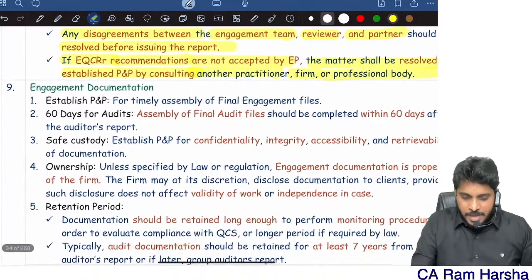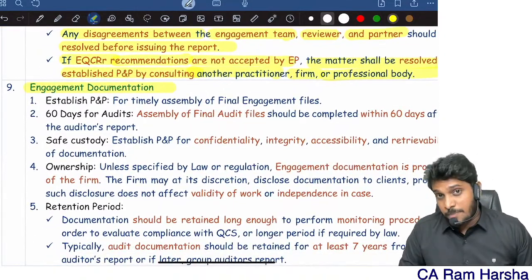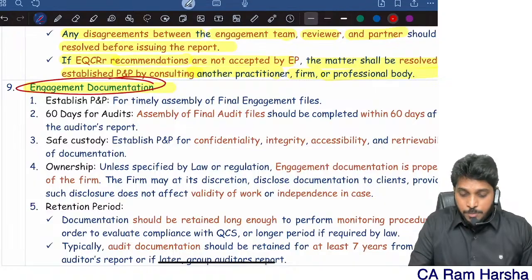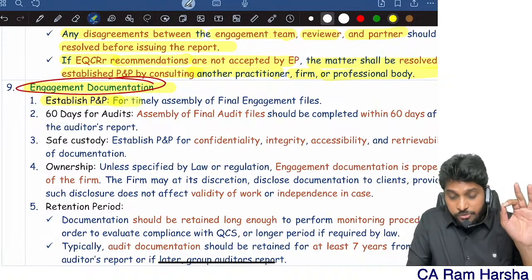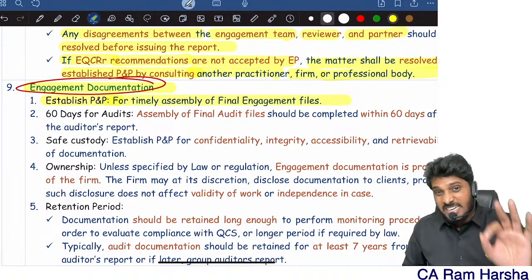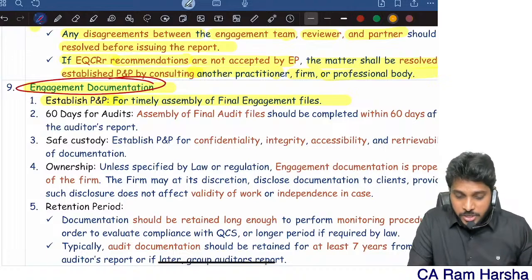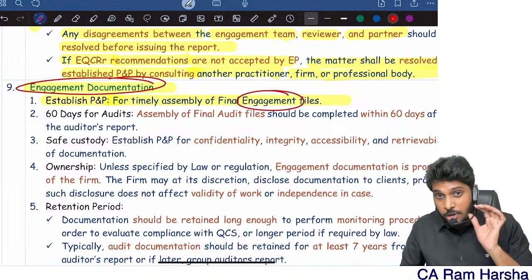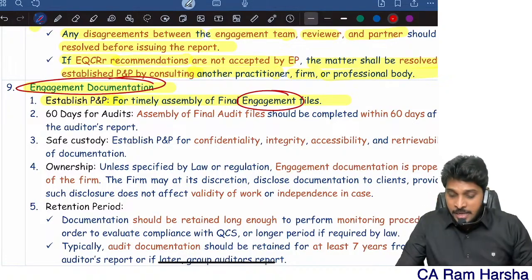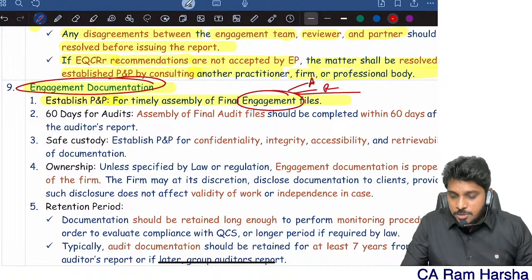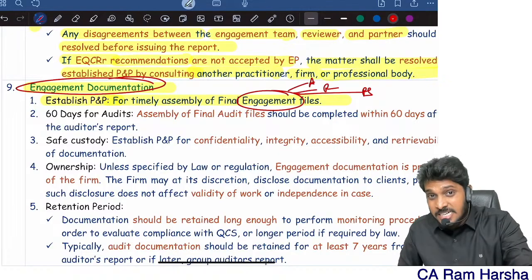That's it. Then the most important, documentation. The firm must establish policies for documentation also. The firm must establish policies and procedures for timely assembly of the final engagement file. You see here they are not using the word audit. In the audit documentation chapter, you will see the word final audit file. Here you will see the word final engagement file. This engagement may be audit, review, related service, anything. Correct?